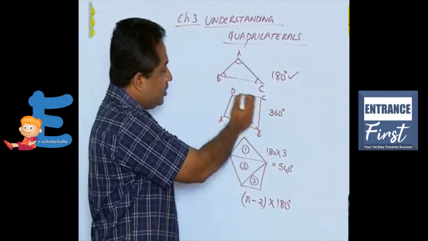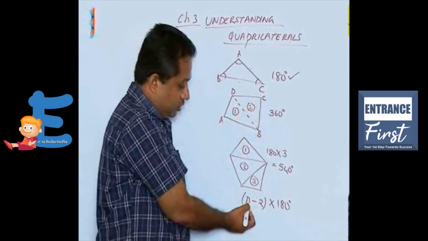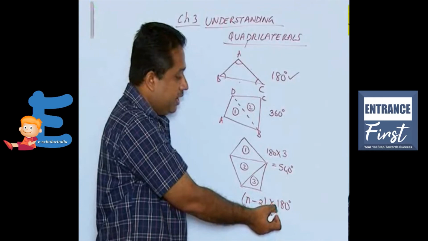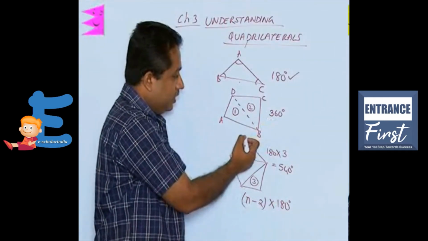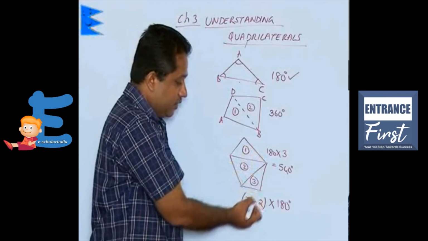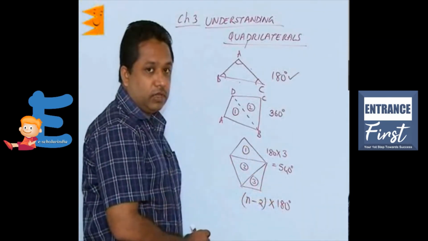In the second case we saw a quadrilateral. The quadrilateral has got four sides, so this becomes 4 minus 2, that's 2, into 180. 2 into 180 becomes 360. In the next case we have a pentagon, which has five sides, so we get 5 minus 2, that's 3, and 3 into 180 is 540.